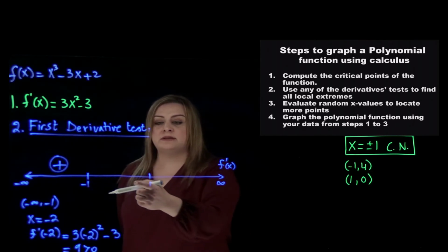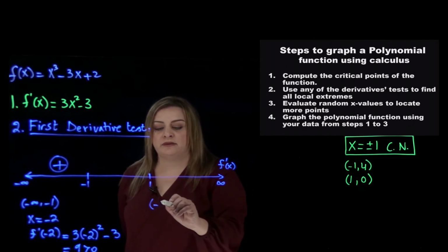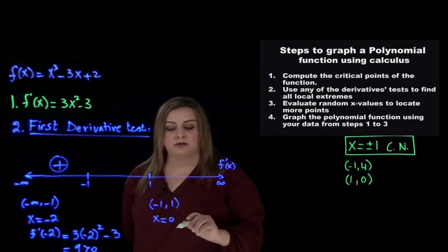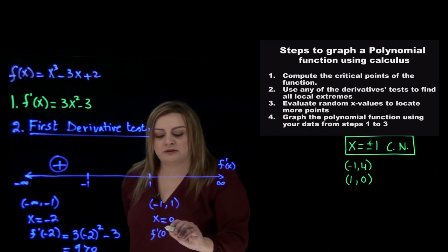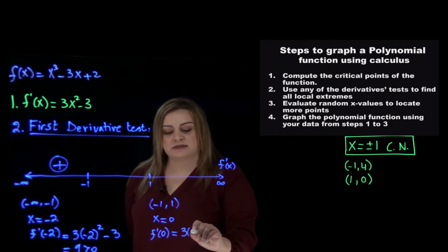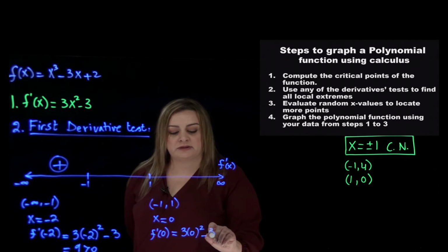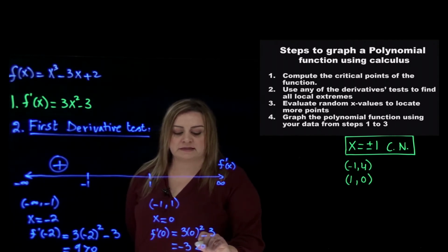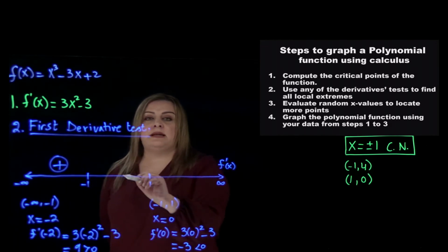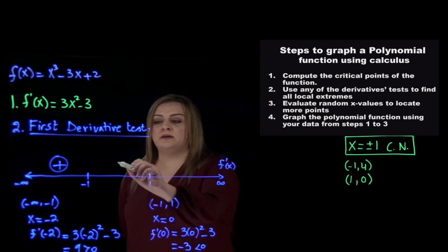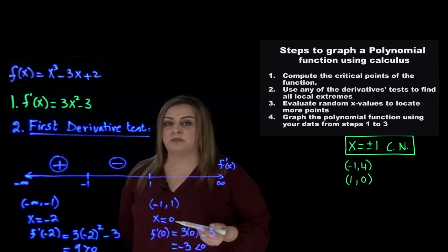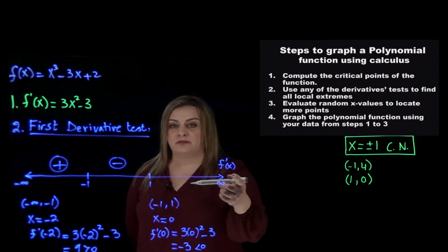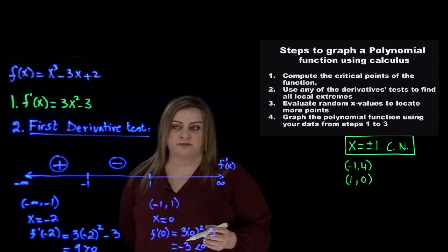Now I will consider the interval -1 to 1. If I let x equal 0 in that interval, then f prime of 0 equals 3 times 0 squared minus 3, and that should give me a -3, which is less than 0. So I will label this interval -1 to 1 with a negative sign, again to remind myself that any value in this interval evaluated in f prime of x will give me a negative slope.